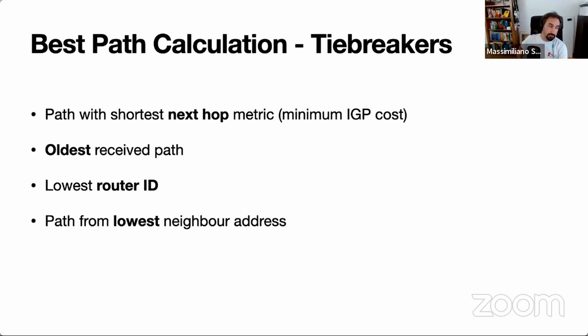At this point, we start looking at funnier things, I would say. So let's look at the oldest received path between the two. If there's something that's already there, let's leave it. If we receive paths at the same time, then we look at the lowest router ID. It's an ID that the routers communicate. It doesn't have to be an IP address, but it usually is the IP address of the loopback interface of the router. And then, if everything is still the same, we pick the path from the lowest neighbor address. And this is the real tiebreaker, the final one.